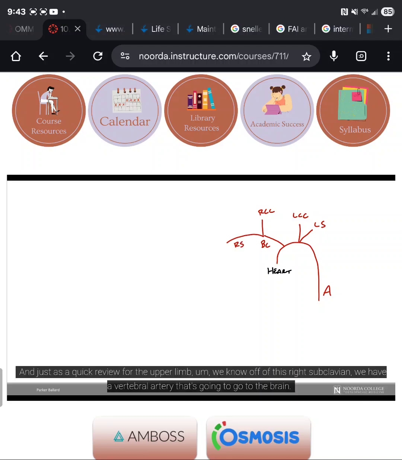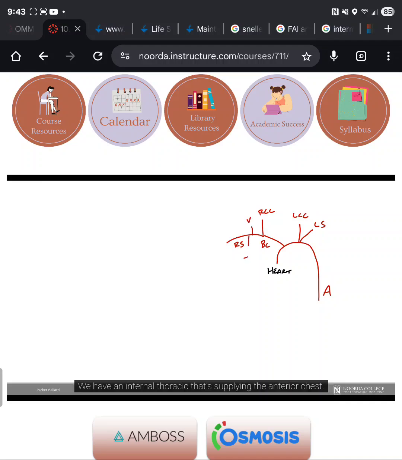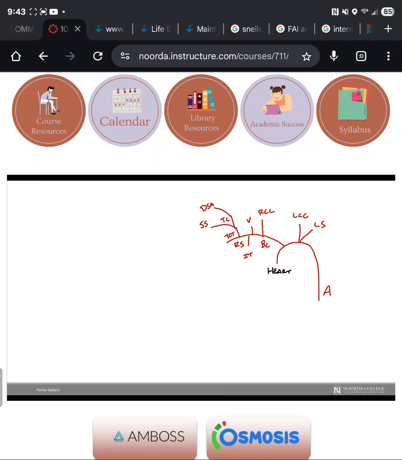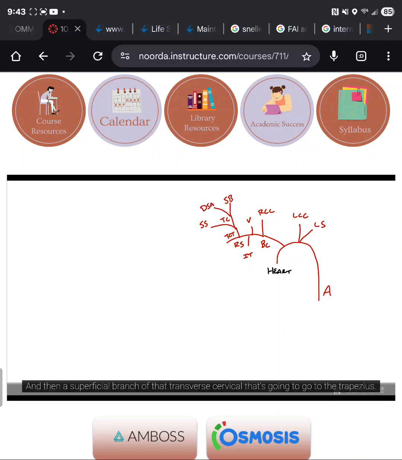And just as a quick review for the upper limb, we know off of this right subclavian, we have a vertebral artery that's going to go to the brain. We have an internal thoracic that's supplying the anterior chest. And then we talked about we have this thyrocervical trunk right here. So off of the thyrocervical trunk, there is a suprascapular artery. And then we also have a transverse cervical artery that has two branches, a dorsal scapular artery, and then a superficial branch of that transverse cervical that's going to go to the trapezius. Those are some of the main branches of the subclavian artery.